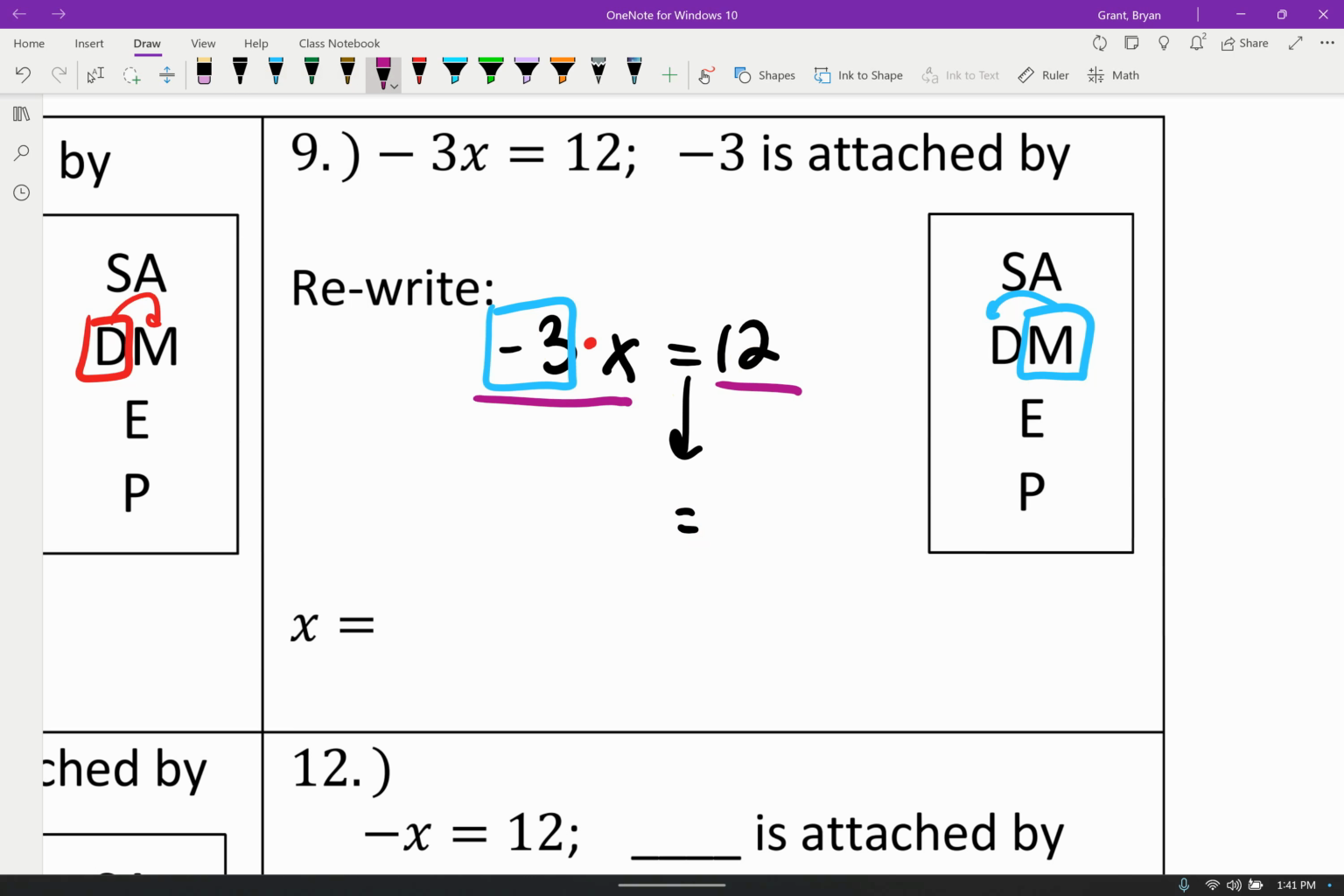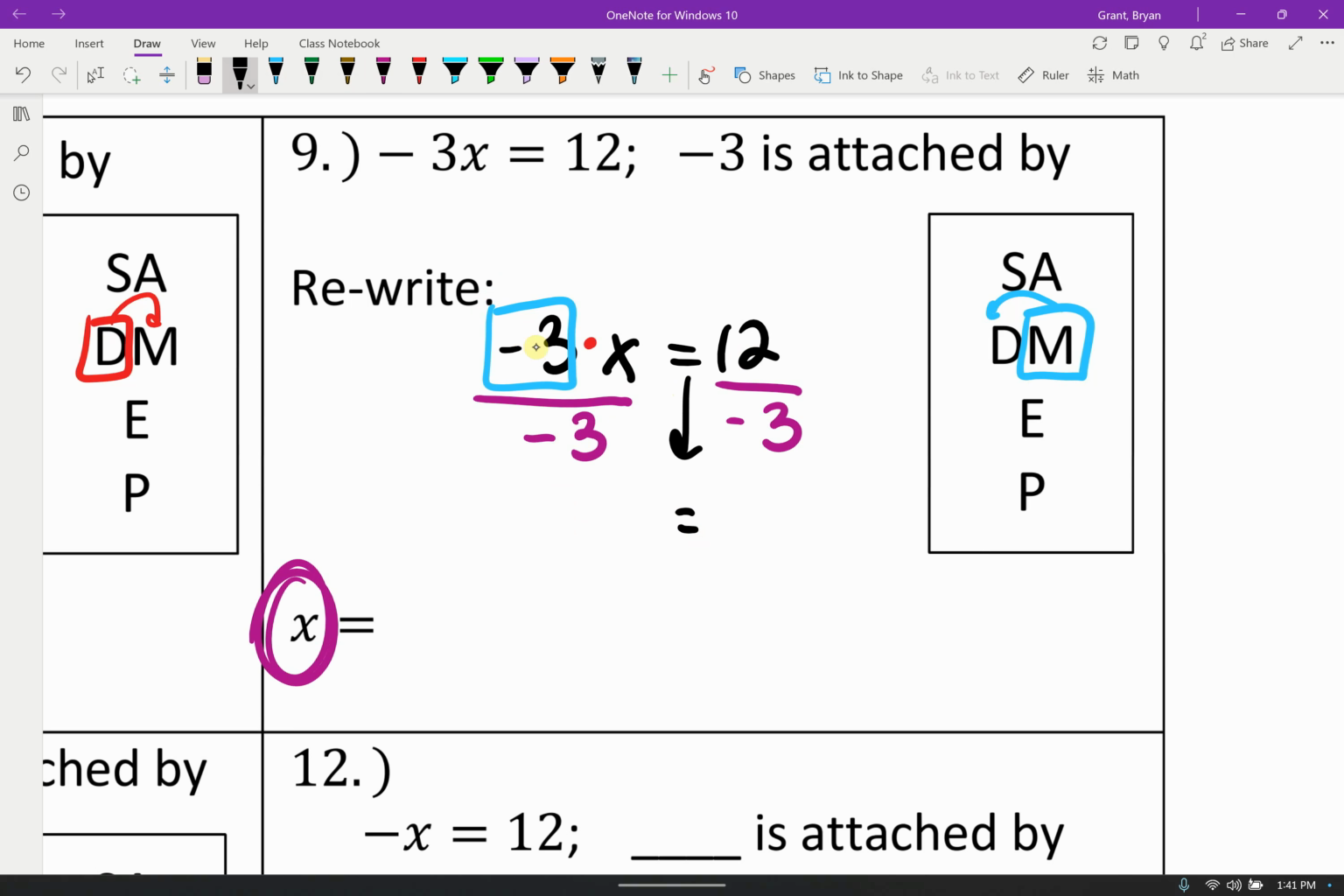But think about your end goal. We want x by itself. So we need to remove the number that's attached to x, and that is your negative 3, right? And so we know with multiplication and division, we do the same sign. Whatever we do to one side, we do to the other.